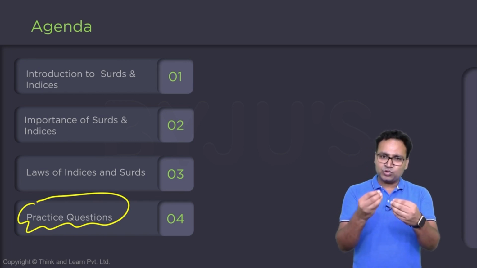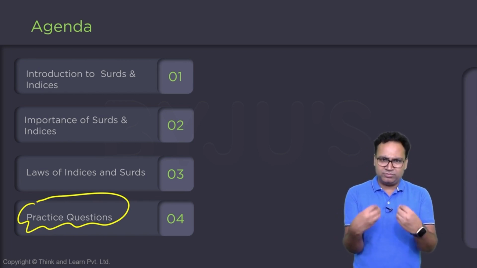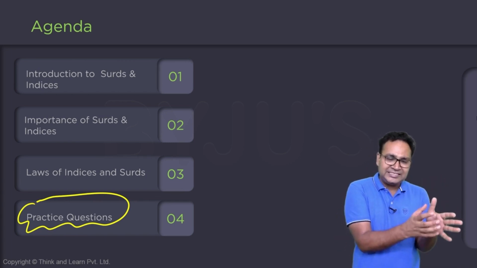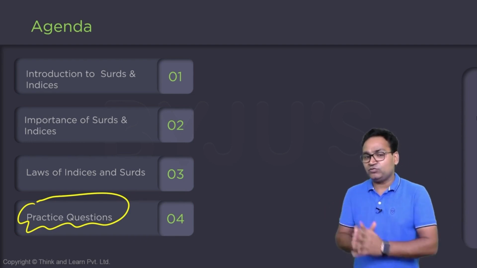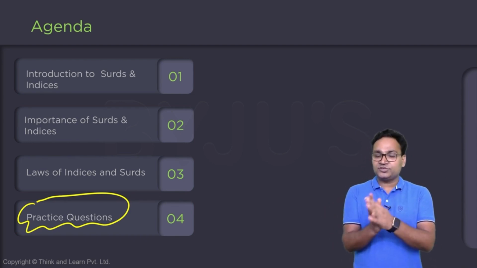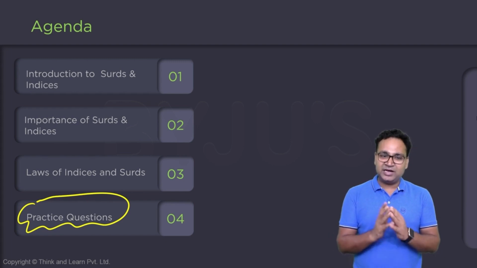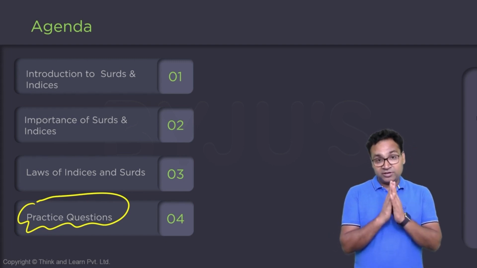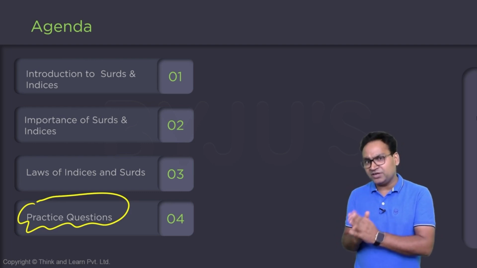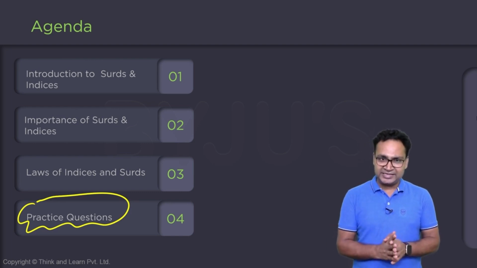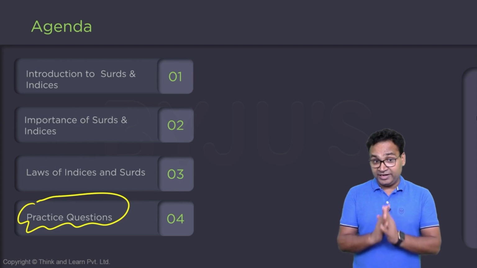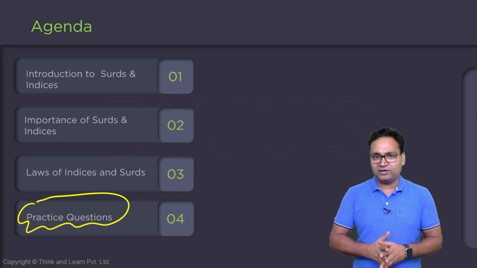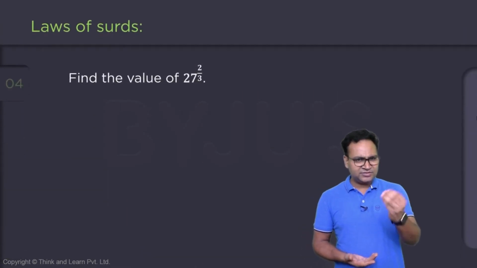I am just showing you two or three examples to make you understand how exactly we have to apply the laws of surds and indices, as well as how to handle them. But ensure that you attempt not less than 25 to 30 questions of surds and indices on your own after watching this particular video.